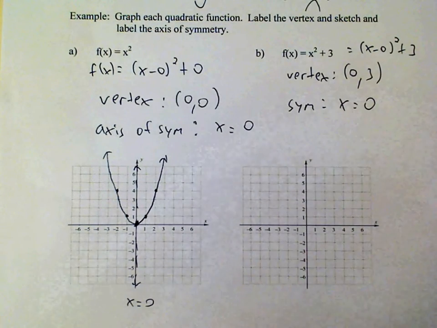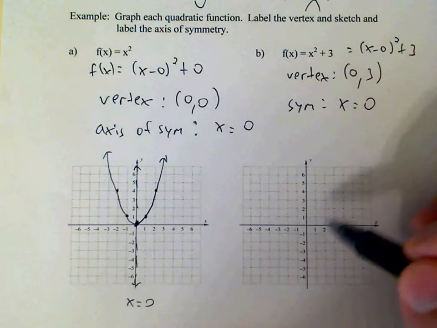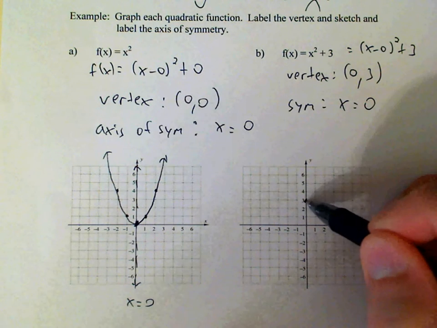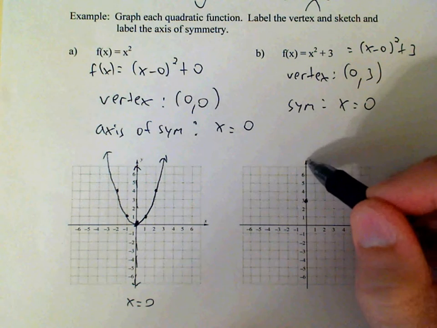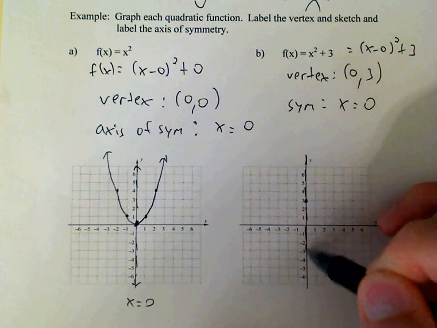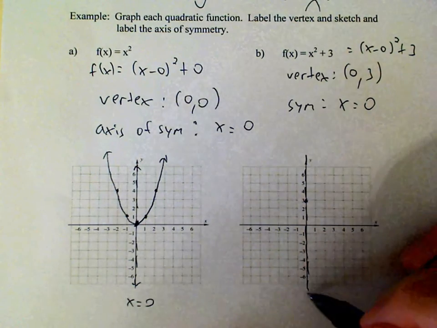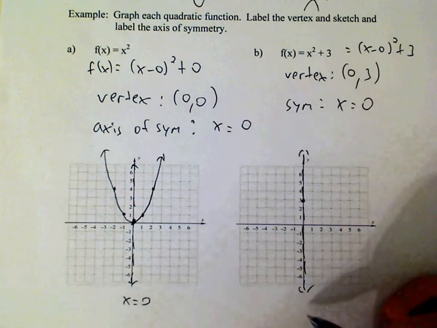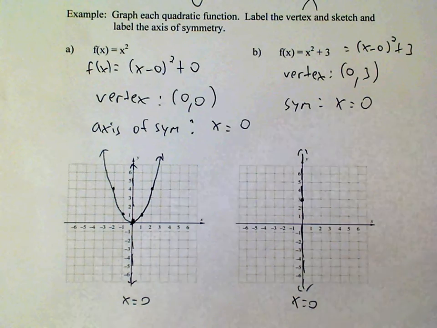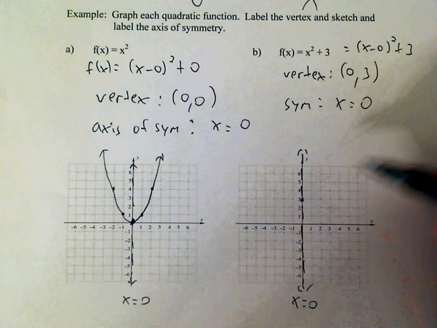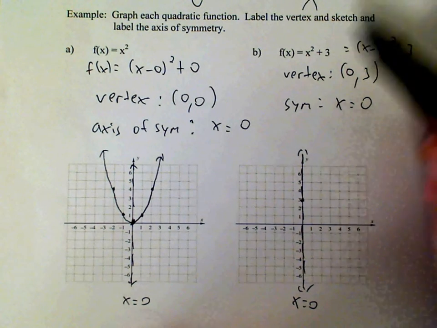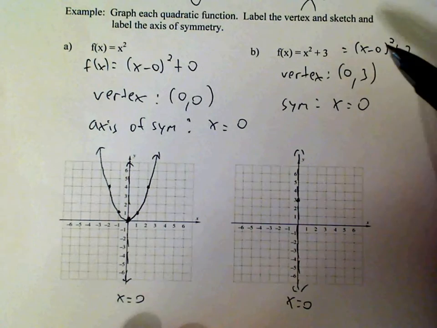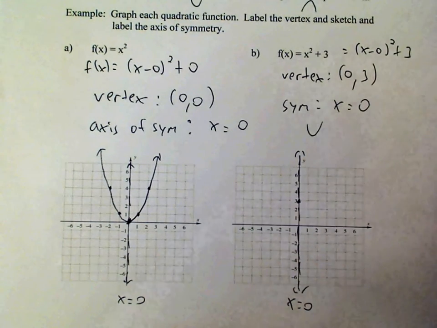And then, first off, I'm going to go ahead and plot those. 0, 3 is right there, and that line of symmetry is once again the y-axis. If I said x-axis over here, I meant y-axis. And so I'm looking for a U-shape. The reason I know it's a U-shape and not an upside down U is because the number in front of the x squared is positive. So I know it's going to go like that.